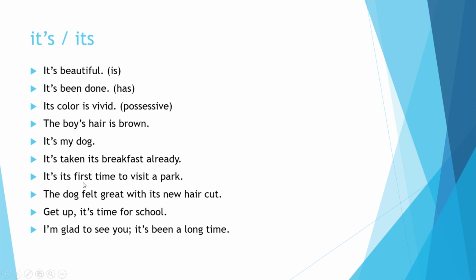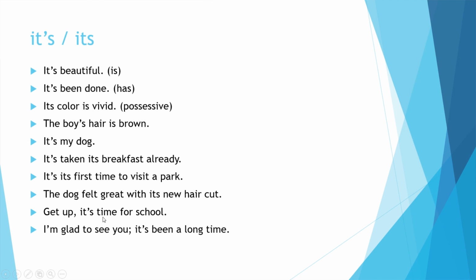It's its first time to visit a park. Here it's means it is, because we do not have any past participle form of verb and we do not have any verb here too. So its means dog's, then first time to visit a park. That means it is its first time. It means here it is, and here this one means possessiveness. The dog felt great with its new haircut. Here its means dog's. It means possessiveness.